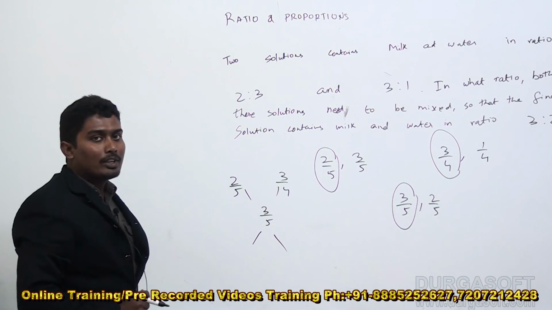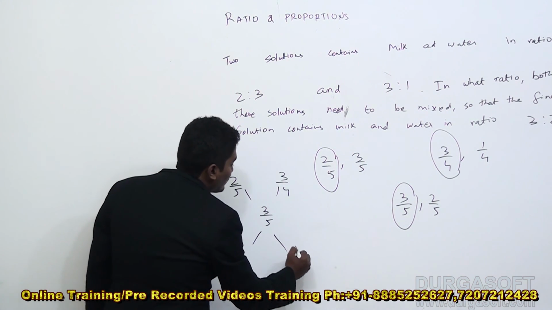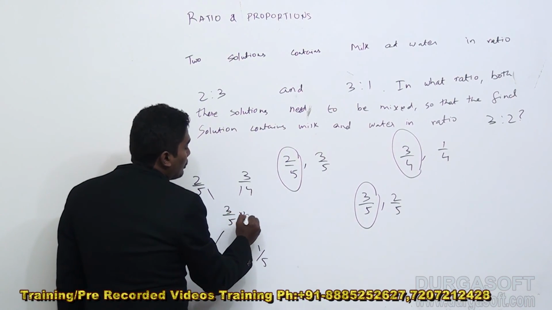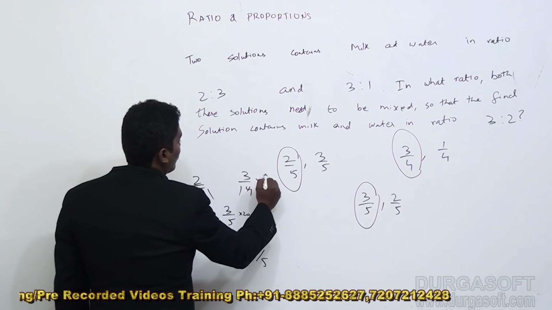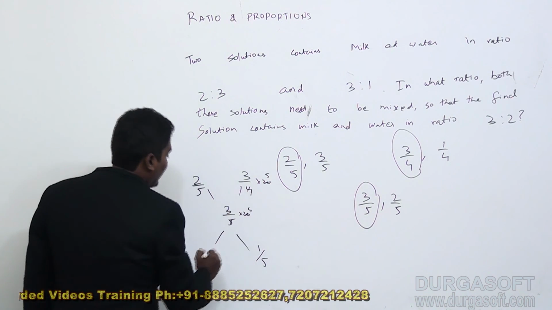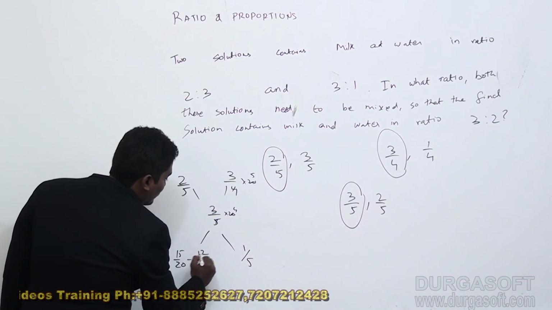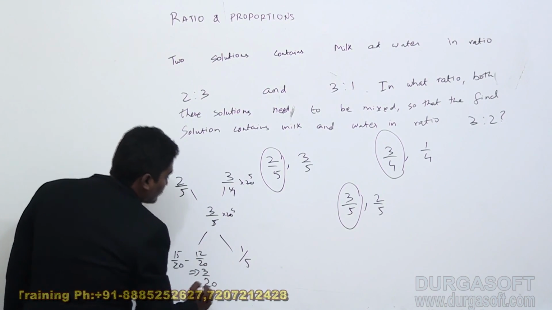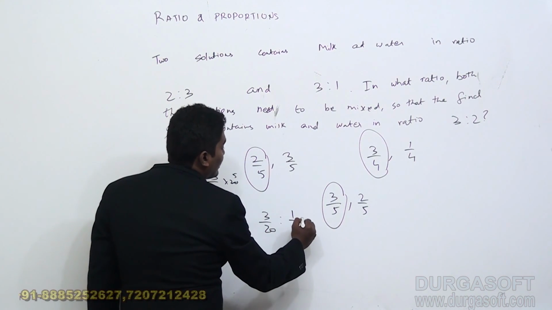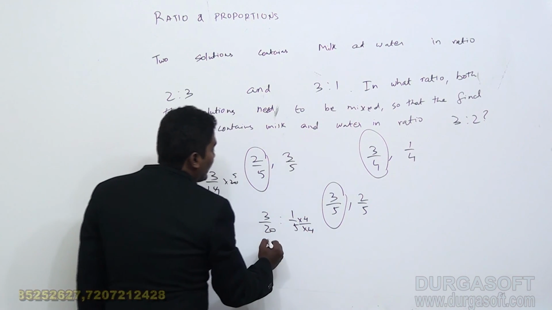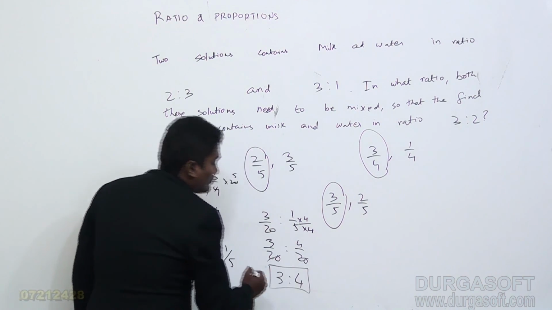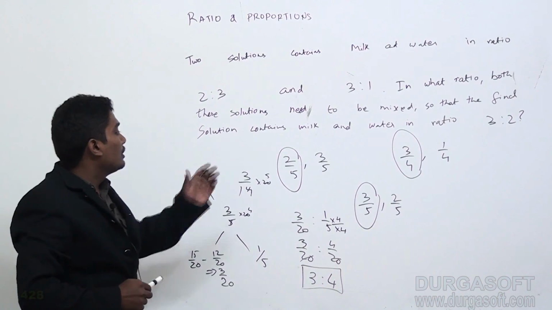The difference between 2/5 and 3/5 is 1/5. Again for 3/4 and 3/5, I will find the difference. I will take the LCM as 20. So I get 15/20 and 12/20, and 15/20 minus 12/20 gives 3/20. So 3/20 is to 1/5. I multiply by 4 in the numerator and denominator to get 3/20 is to 4/20. Now I can cancel 20 and write the ratio as 3:4. So the ratio in which I should mix them both is 3:4.